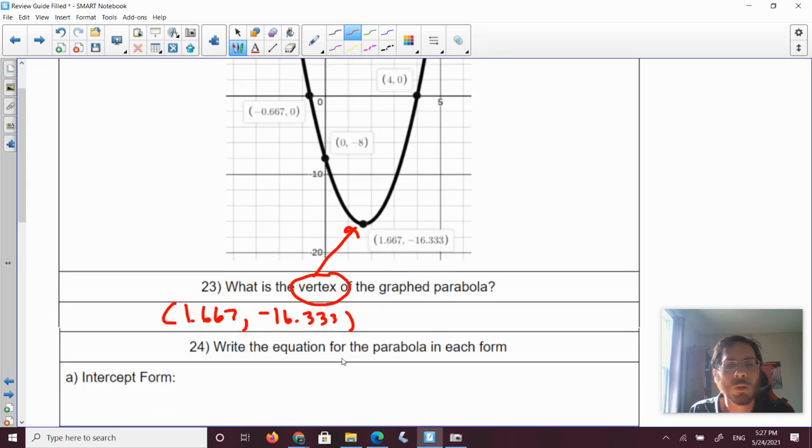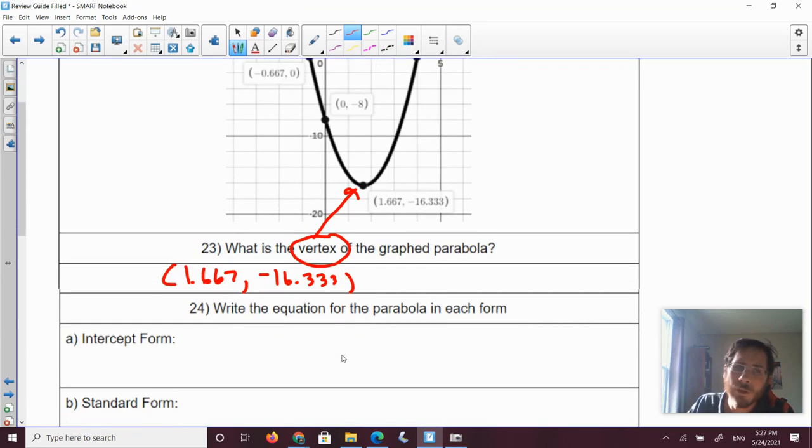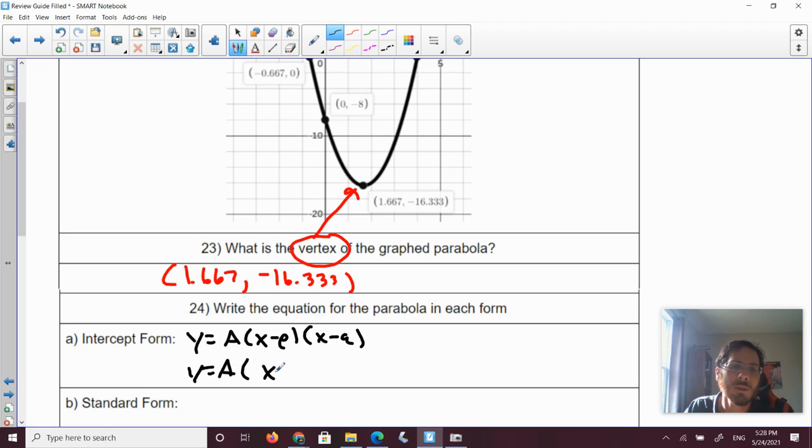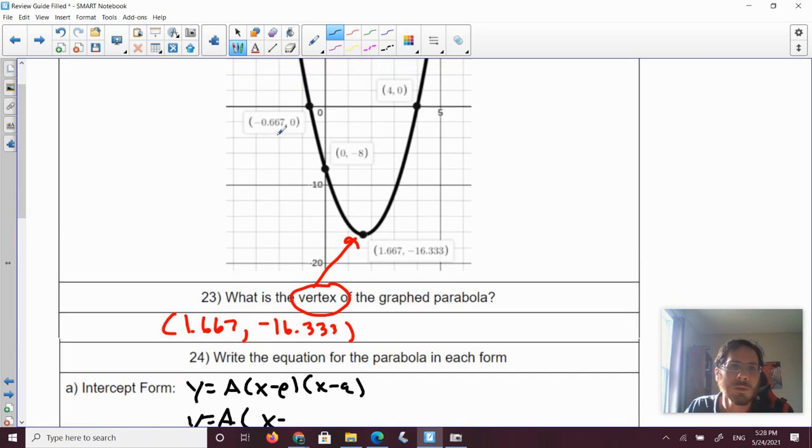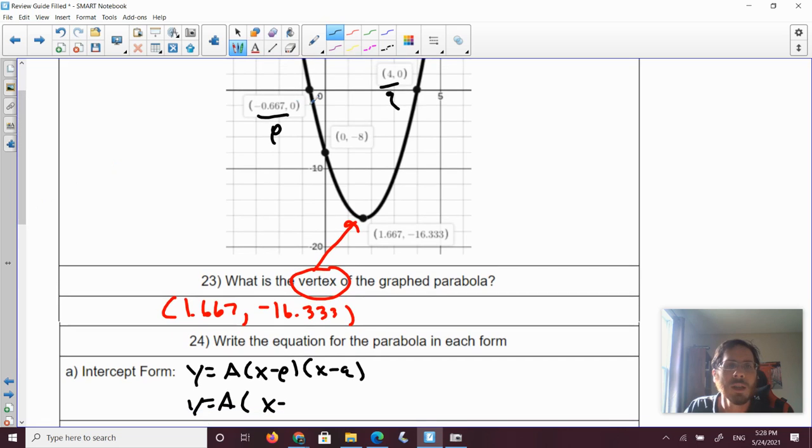Next, we have to write the parabola in a whole bunch of different forms. So the first form is intercept form. So for intercept form, that's got the form y equals a, x minus p, x minus q. So we get y equals a, x minus, well, my p and my q are going to be the two x-intercepts. So over here is going to be p, that's going to be q. Negative 0.667, that's just negative 2/3. So we're going to switch the sign and make that a 2/3. Q is going to be 4, so I've got x minus 4.